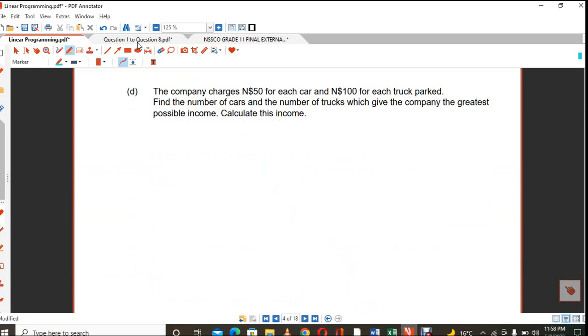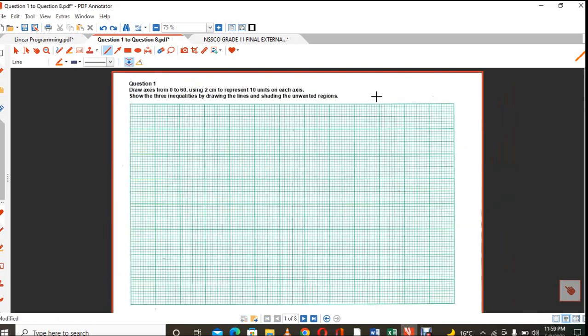So if I have a graph, my first question says that we are supposed to, so I hope you have graph paper. Okay, so we are going to use 2 centimeters, and 2 centimeters should represent 10 units, which means if I am to go here, that is going to be 10 here, for example, and it should be in both axes.